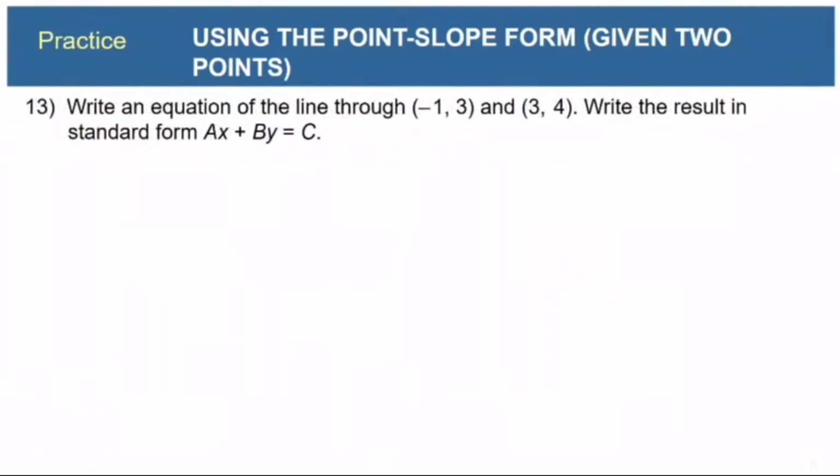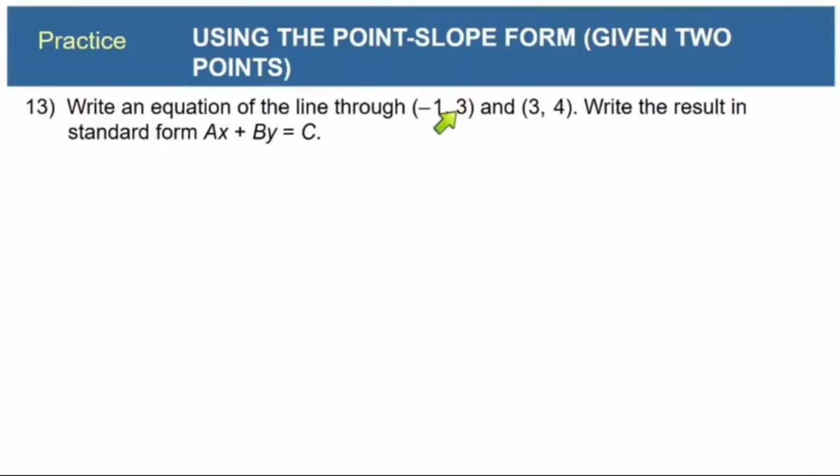Here's a practice problem very similar to the last example we did together. You can try this on your own. Pause the video if you like, and if you've had a chance to do that, now we'll go through it together. It says write the equation of a line through these 2 points. Write the result in standard form. Okay, we know that whenever it says write the equation of a line, we're going to need the point-slope formula. And when you use the point-slope formula, you need to know one point and the slope of the line.